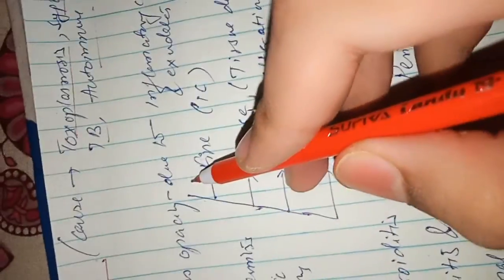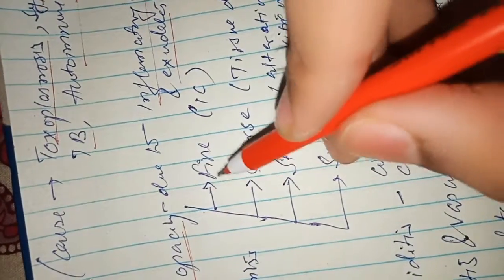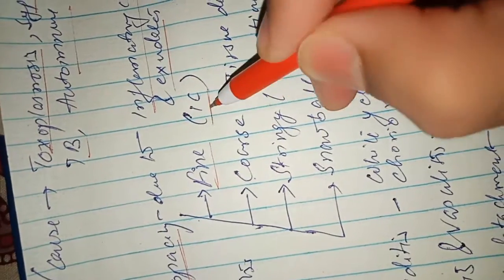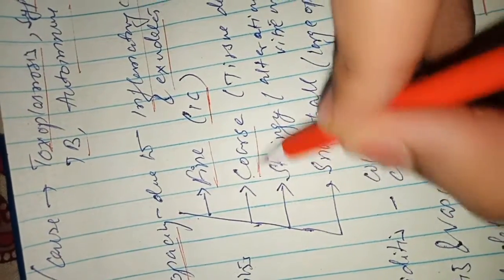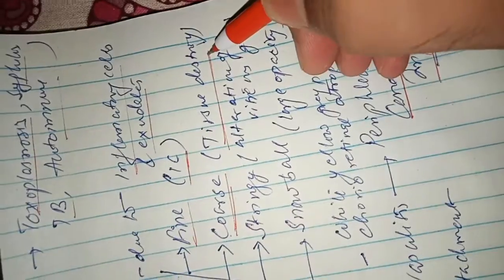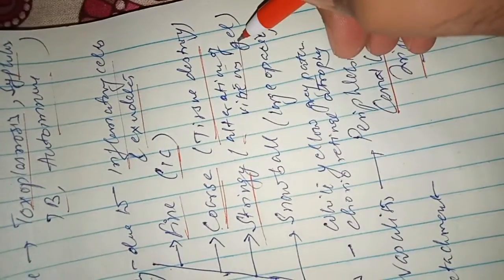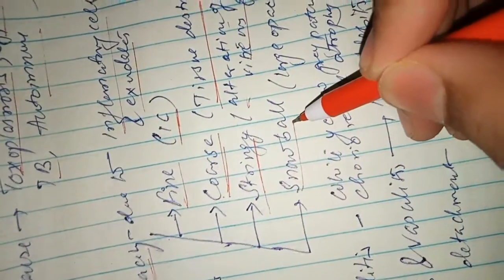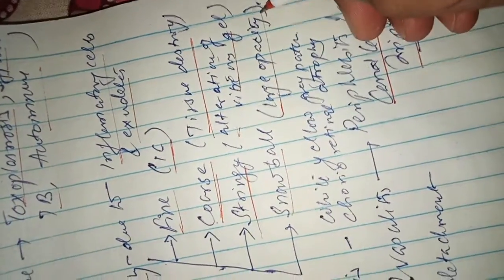Now in the vitreous, we can find the vitreous opacity. Why is there a vitreous opacity? Due to the inflammatory cells and exudate. This vitreous opacity can be fine opacity due to the inflammatory cells. There can be coarse opacity due to tissue destruction. There can be stringy opacity due to the alteration of the vitreous gel. There can be snowball opacity due to the large opacity.